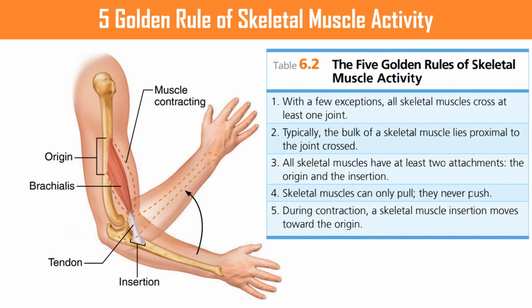The 5 golden rules are: number 1, with few exceptions, all skeletal muscles cross at least one joint. Number 2, typically the bulk of skeletal muscles lies proximal to the joint crossed. Number 3, all skeletal muscles have at least two attachments, the origin and the insertion. Number 4, skeletal muscles can only pull, they never push. Number 5, during contraction, a skeletal muscle insertion moves towards the origin. So these are the 5 golden rules for skeletal muscle activity.